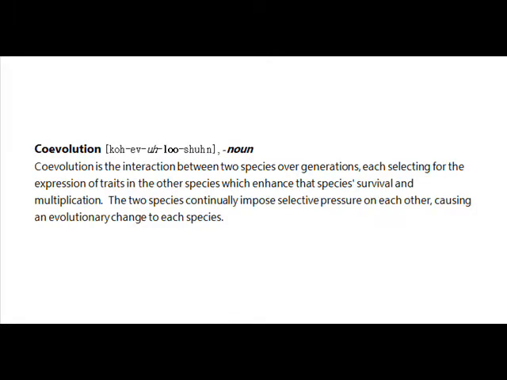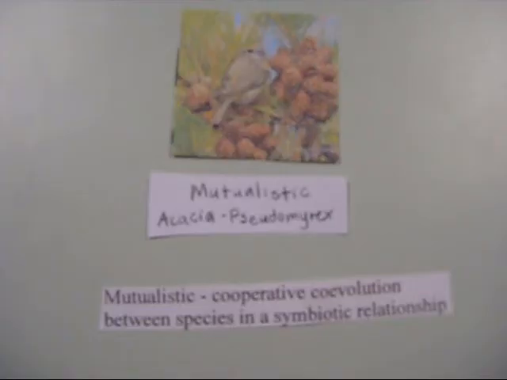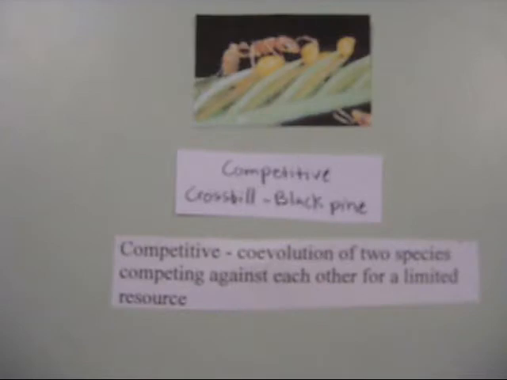Coevolution is the interaction between two species over generations, each selecting for the expression of traits in the other species which enhance that species' survival and multiplication. The two species continually impose selective pressure on each other, causing an evolutionary change to each species. This relationship has been seen in mutualistic, competitive, and host-pathogen relationships.